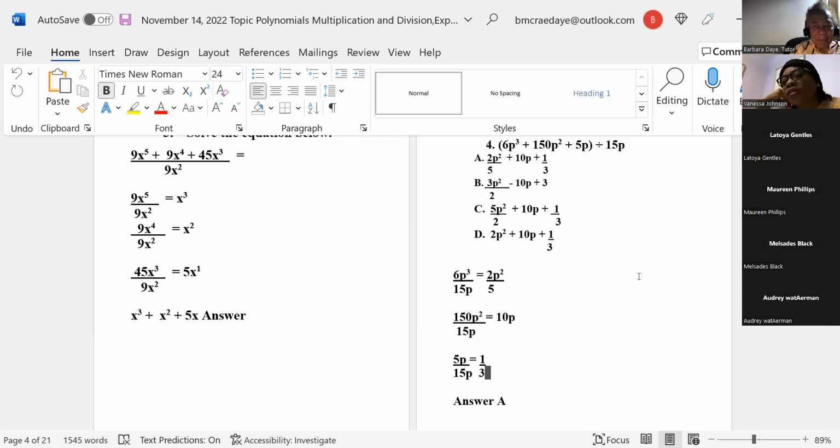For me, I would say 0. It's 1. Any variable over itself is 1. Any number over itself is 1. So 1 over 1 is 1. 1,000 over 1,000 is 1. Z over Z is 1. So p over p is 1.